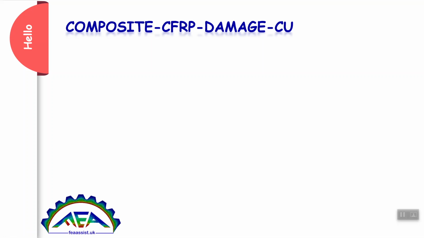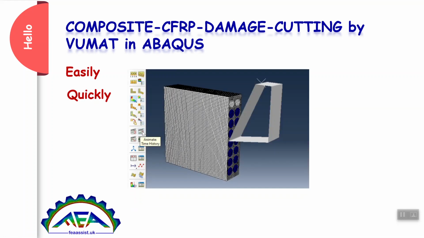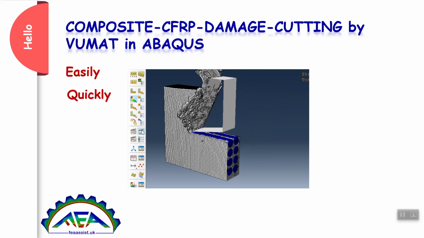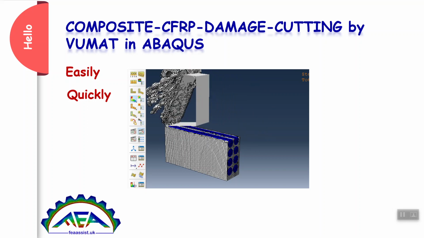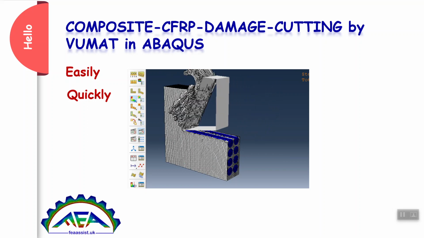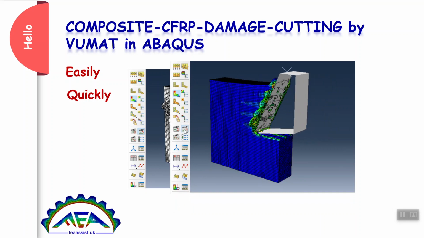Hello. Here we want to explain composite or CFRP damage or cutting by VUmat subroutine in Abaqus. You can learn it easily and quickly by this video. The first solution is micro. In micro solution, the fibers and matrix are defined separately. You can see the cutting process here. The fibers are oriented in 0 degree in this example. Here you can see the strain in the elements and the chip formation.